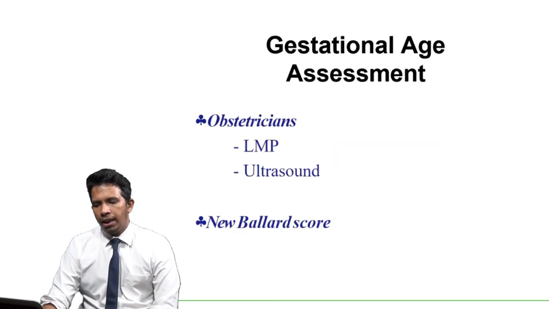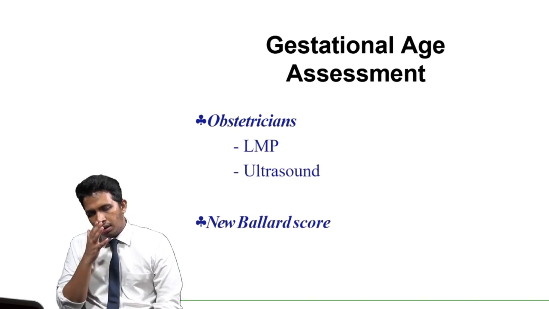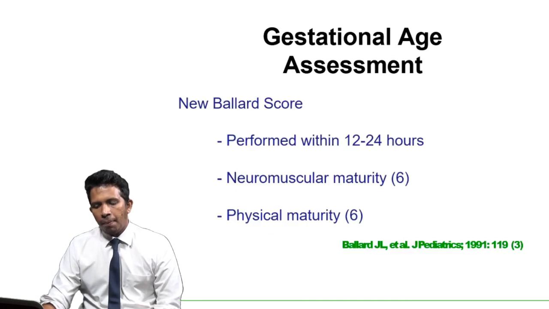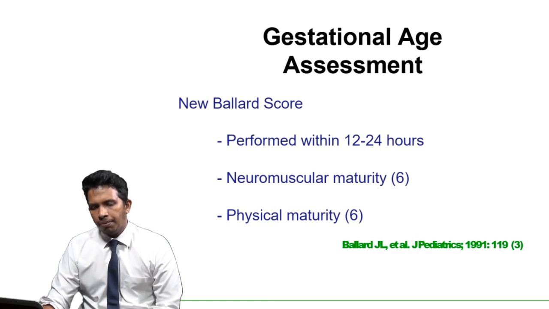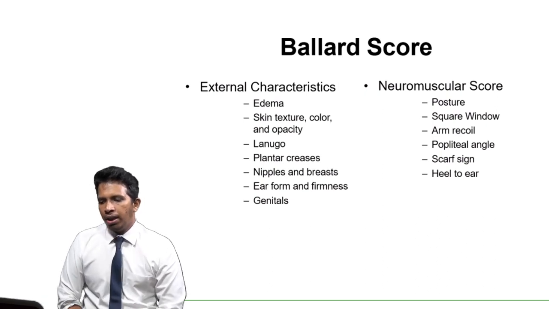Then how do we estimate the gestational age of the baby? Obstetricians normally tend to go for the last menstrual period or ultrasound. However, we have another score which is called the Ballard score. This is done within 12 to 24 hours of life, and it is to check the neuromuscular maturity and the physical maturity. The score will have 6 marks for neuromuscular and 6 marks for physical maturity.